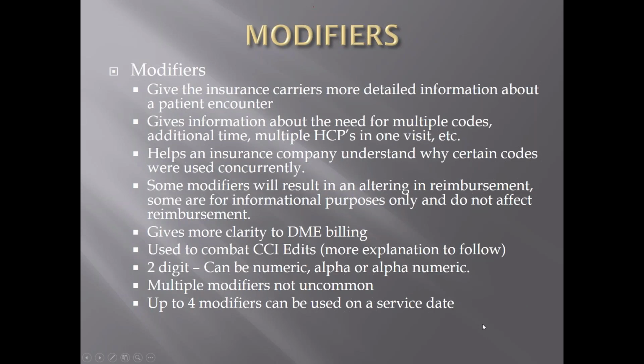So that's what the ICD-10 codes do as far as the piece of the puzzle for billing out claims. The CPT codes tell you what happened. The ICD-10 codes tell you why it happened. And the modifiers give insurance carriers more detailed information about a patient encounter, and I call these the "oh, and by the way" codes, meaning, oh, and by the way, there's something else we need to let you know about this particular encounter.